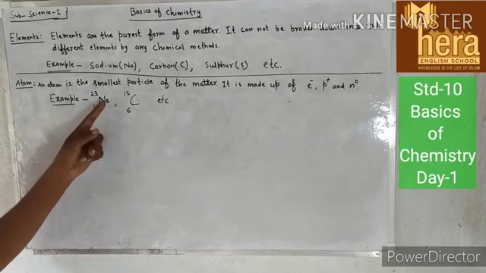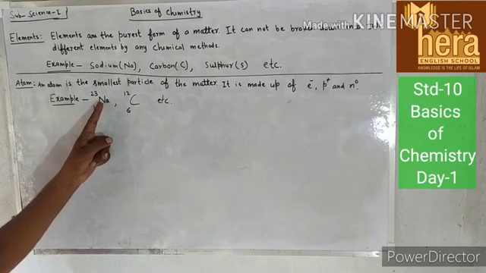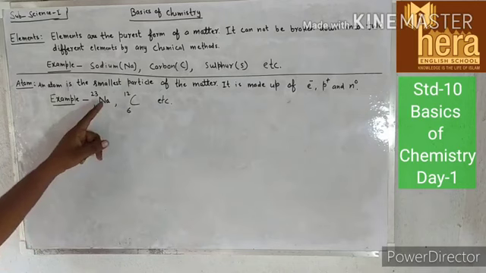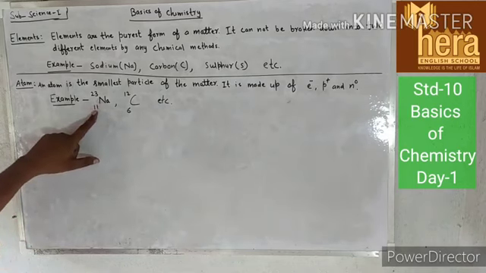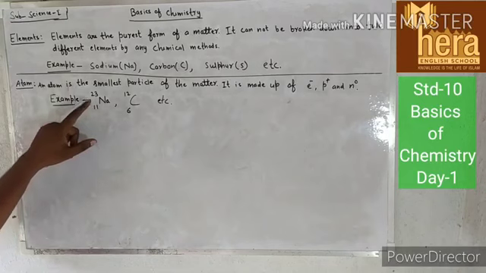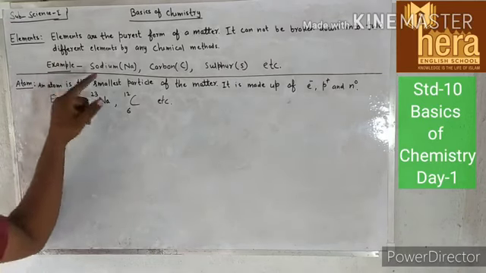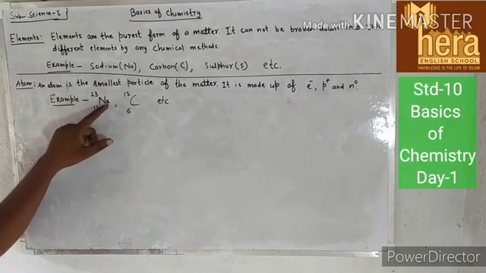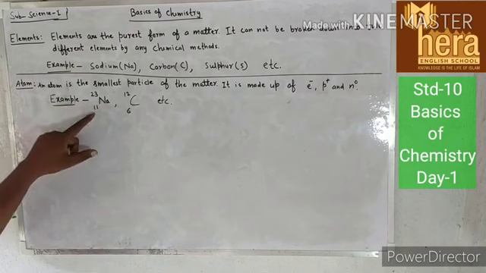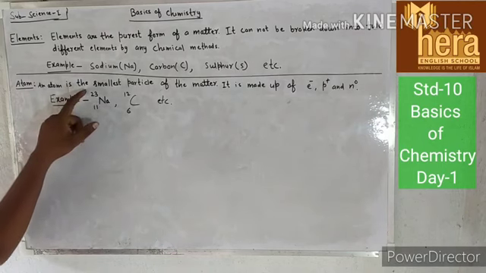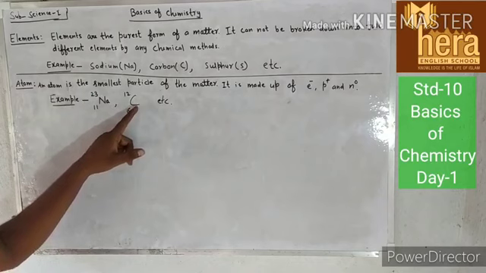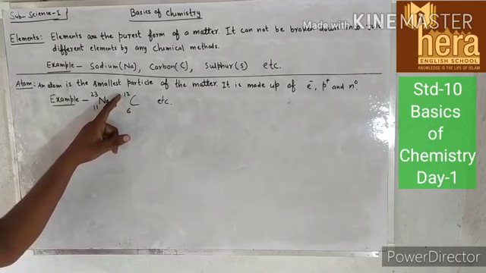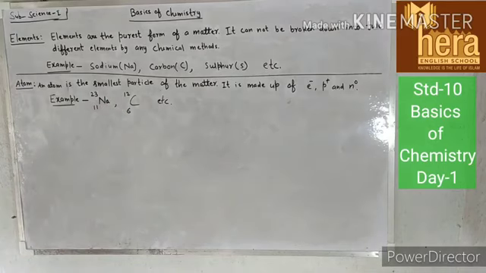For examples, example of atom is sodium, symbol Na, carbon, symbol C. This is 11. 11 is the atomic number. And 23 is the atomic mass number. Here atom is sodium. Sodium have atomic number 11 and atomic mass number is 23. Similarly, carbon. Carbon has atomic number 6 and atomic mass number is 12. Understood?